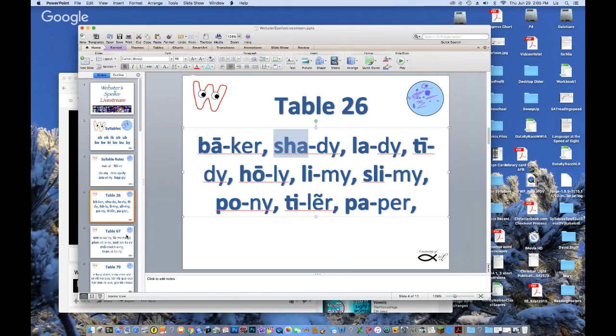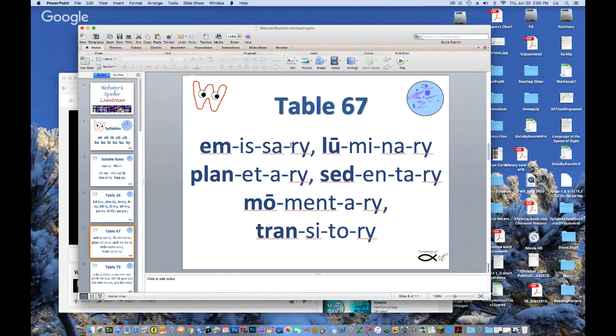And they can read some pretty high level words by the time you get to the end. I've had a ton of first and second graders and even a few kindergartners who are reading the 12th grade level words at the end of Webster Speller. Eventually they get to higher level words, like here are some four-syllable words, emissary, luminary, and they're arranged by schwa accent pattern.